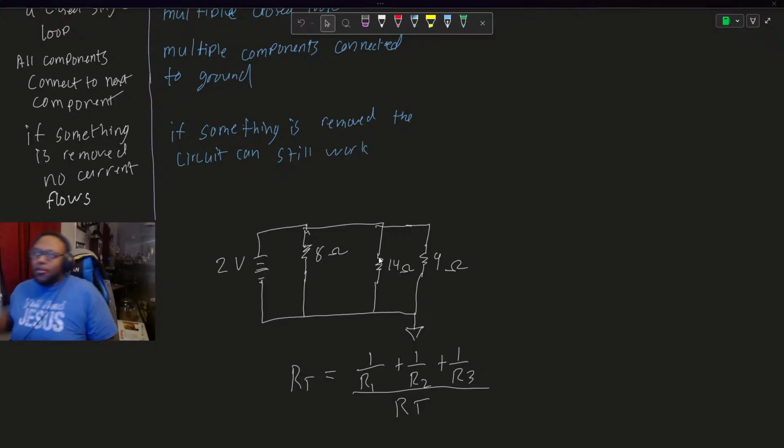Alright, so the total amount of resistance is equal to those fractions over the total amount of resistance. How does that work? Doesn't that just create a paradox? Hold up, let me consult the textbook.